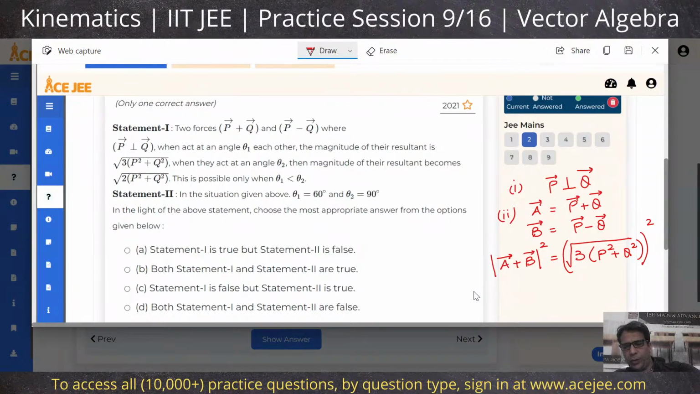Yes, Ruchika, beta. How did you approach it? Sir, if we look at it carefully, A is P plus Q. So, sir, A will be under root of P square plus Q square since cos theta will be 0. And similarly, even B will be under root of P square plus Q square. And then, sir, I just took out the mod of A plus B and A minus B and equated them.